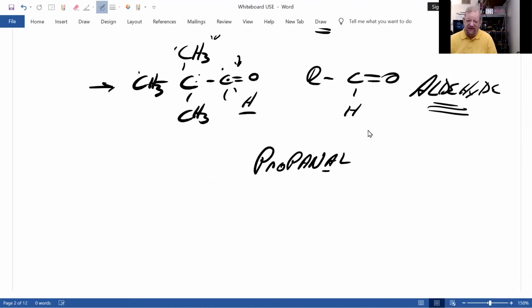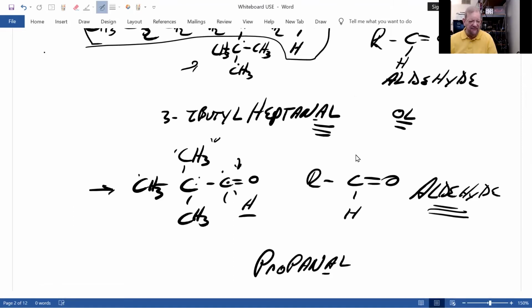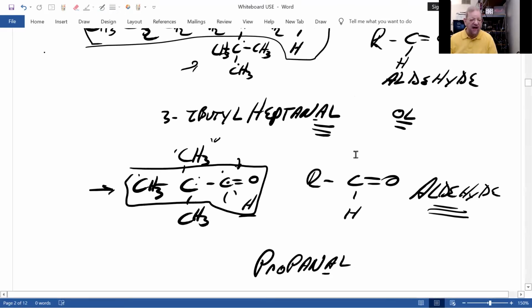You don't put that there. You don't ever put 1 propanal. I'll take all points if you do. And what do we have? As soon as I say propanal, that's spoken for. And look what we have on this carbon.